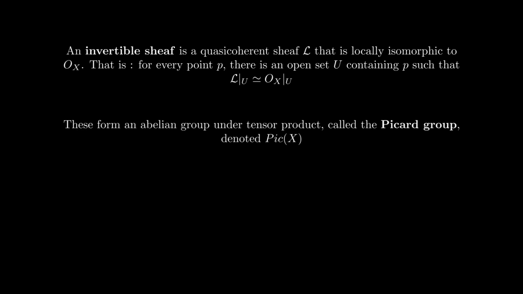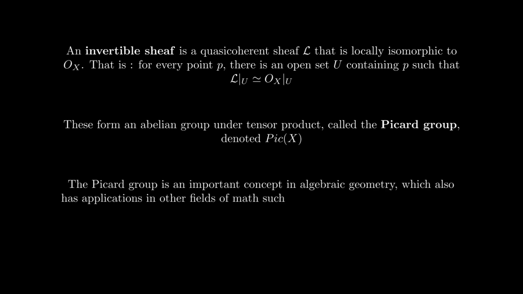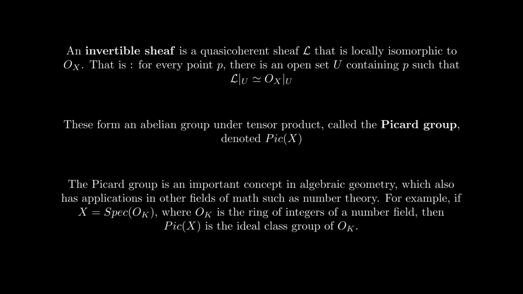They form an abelian group under the tensor product called the Picard group, which is an important concept in algebraic geometry, and is also related to algebraic number theory in the sense of the ideal class group. The ideal class group of the ring of integers of an algebraic number field is the Picard group of the Spec of the ring of integers.